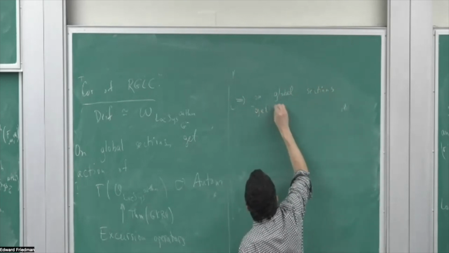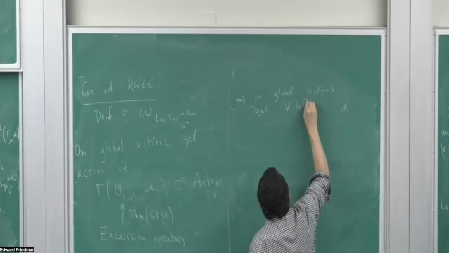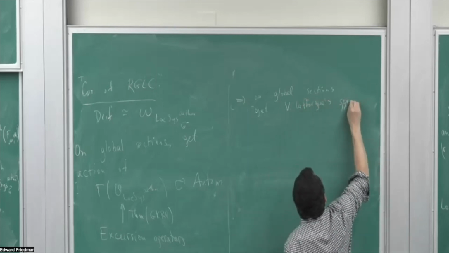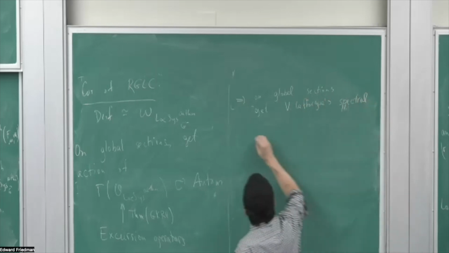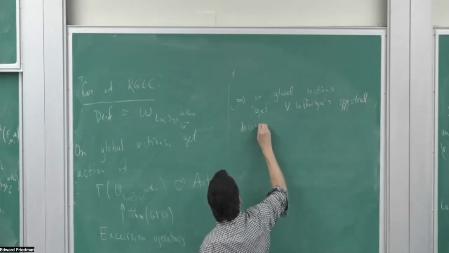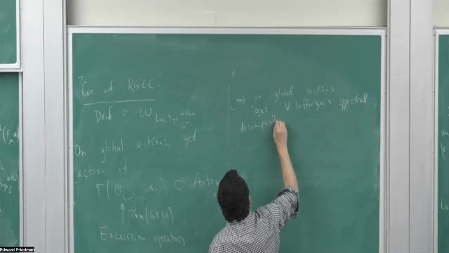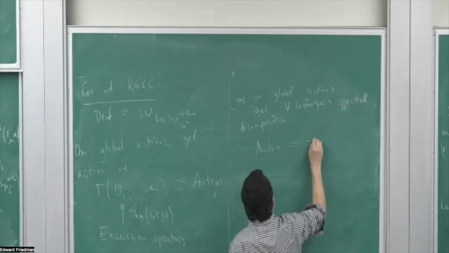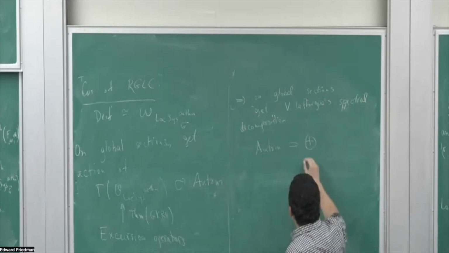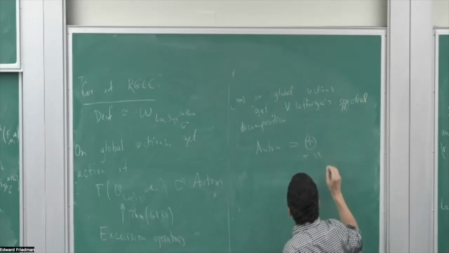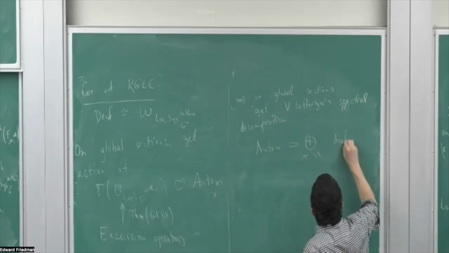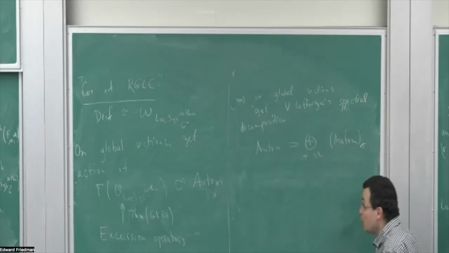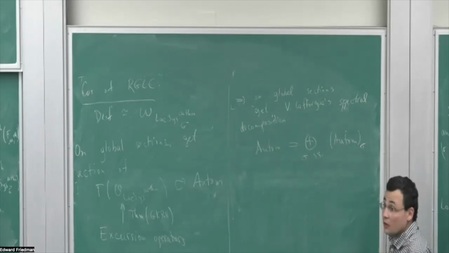So on global sections, we get Lafforgue's decomposition of automorphic forms. So the vector space is a direct sum of simple parts.